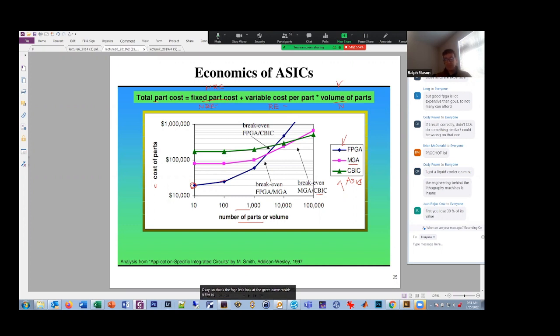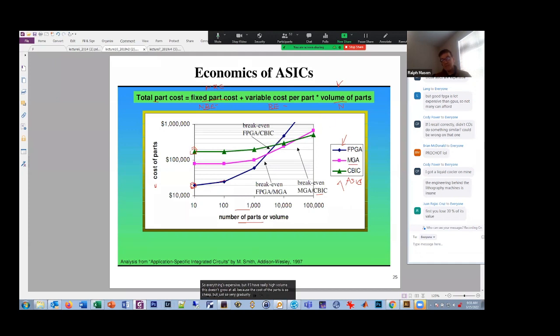The ASIC, this NRE is really high. It's $1 million or more to design it, right? The RE is very small. Once you've built an ASIC, this can be as low as $1 or $2 per part, even less in some cases. So if I have a small volume, it's very expensive because I had to spend a lot of money to design the chip. But if I have really high volume, this doesn't grow at all because the cost of the parts is so cheap, it just grows very gradually.